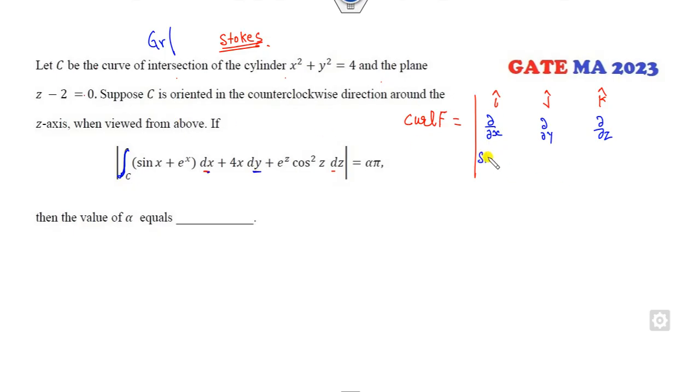What is that? This is sin x plus e raised to power x. This is 4x, and e raised to power z cos squared z. So what is that? It's i cap. This is 0. This is 0.